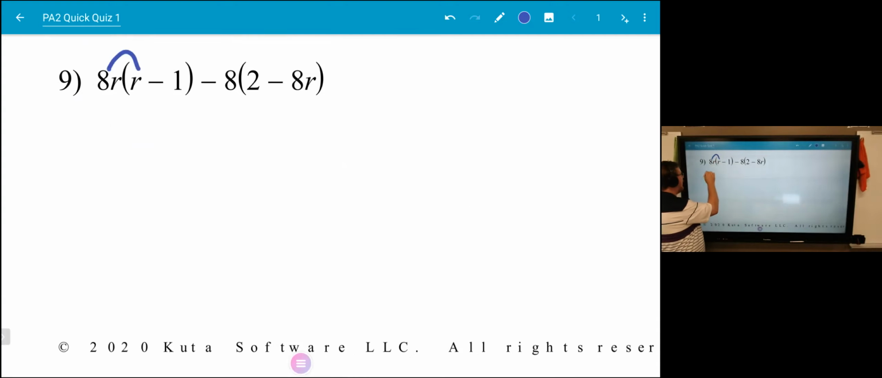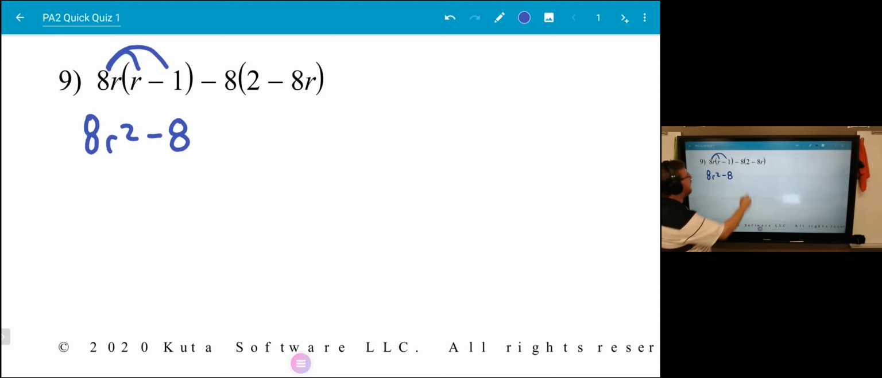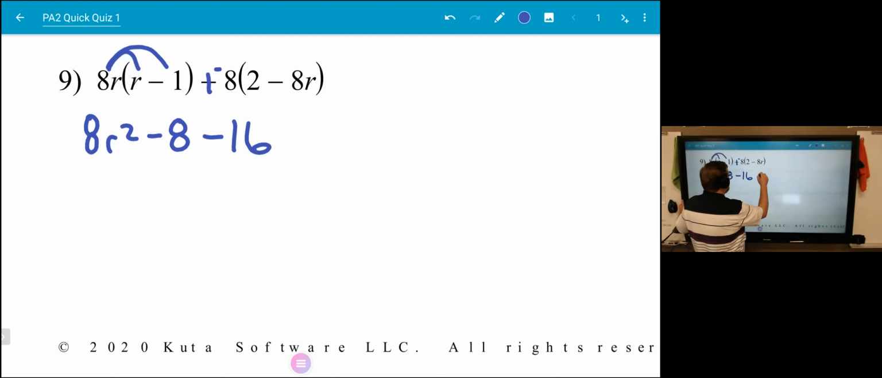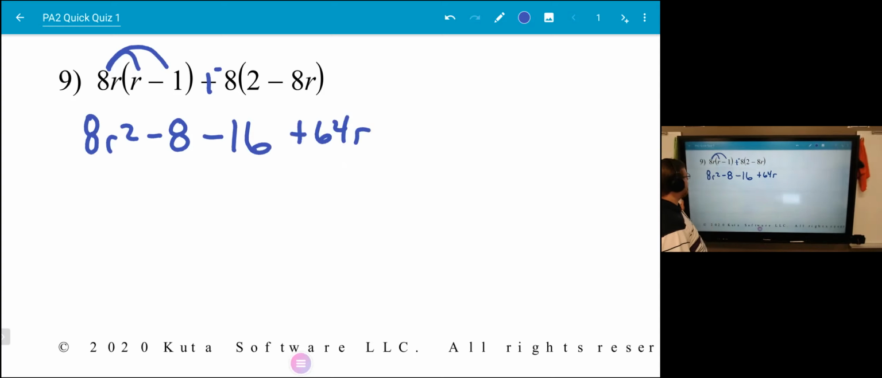8r times r is 8r squared. 8r times negative 1, so minus 8. Think of this again like you're distributing that negative sign, so plus a negative. Negative 8 times 2 is negative 16. Negative 8 times negative 8r is plus 64r. Oh, Mr. Brayman, what did you forget? 8r times negative 1 is negative 8r. Glad you guys caught that. I know you did. And now you're looking at it going, Mr. Brayman, you screwed up. Hey, I fixed it.